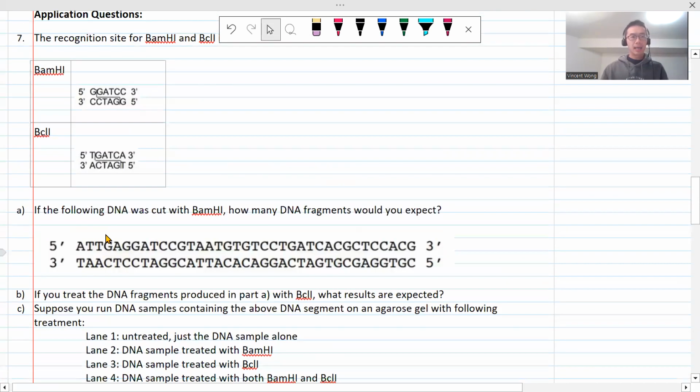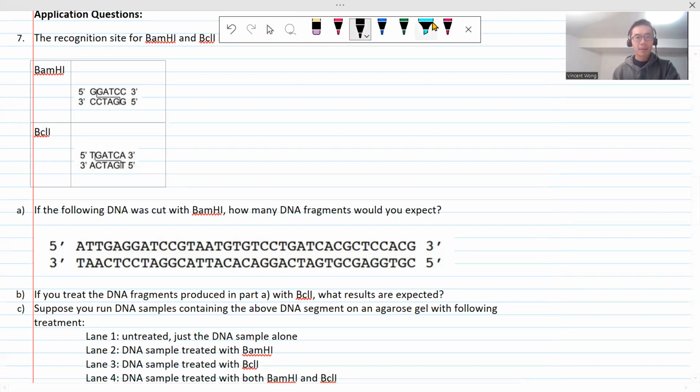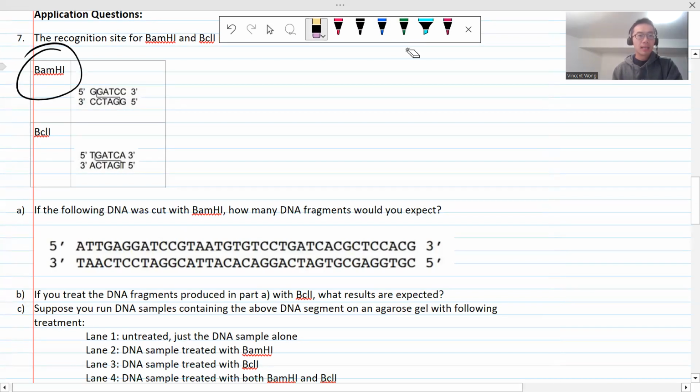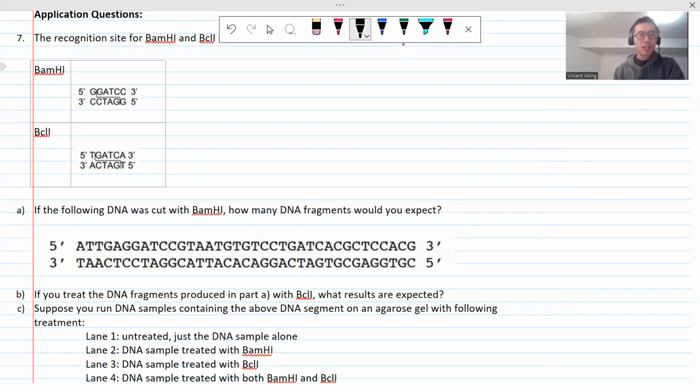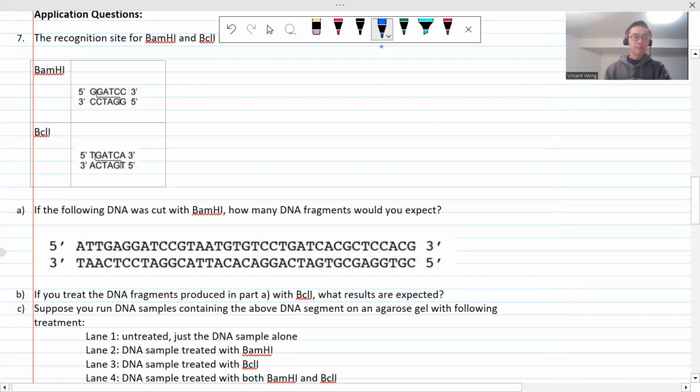fragment, and it's linear. It's not in a circle, and we are going to be cutting it with BamHI. How many DNA fragments would you expect? So here is BamHI, and the recognition site is GGATCC. We're treating it with BamHI, so we will look for GGATCC in this segment.